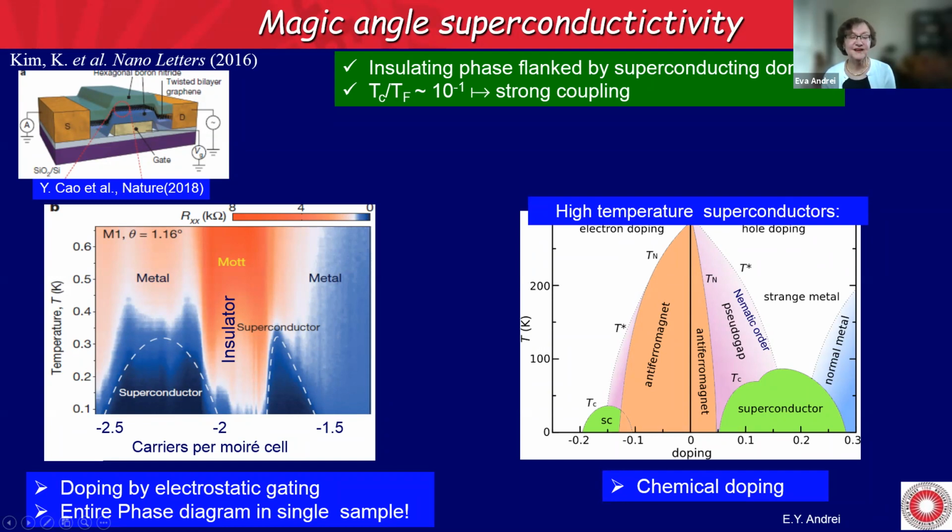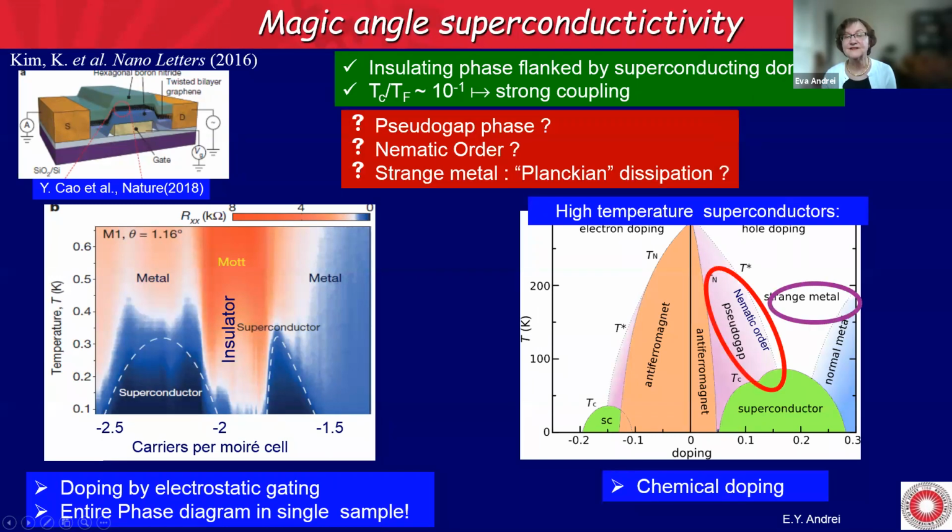And people said, okay, there are so many similarities, maybe there would be others. For example, is there a pseudo gap phase sitting right above the superconducting dome? Is there nematic order or any kind of ordering in this pseudo gap phase? Is there a strange metal phase with Planckian dissipation? So this actually stimulated a huge amount of work where people were trying to find out whether this can shed some light on high temperature superconductors, which is still a mystery, and whether we can find pathways to bring the critical temperature up to much higher temperature, maybe similar to high temperature superconductors. So this stimulated a huge amount of research, both experimental and theoretical.